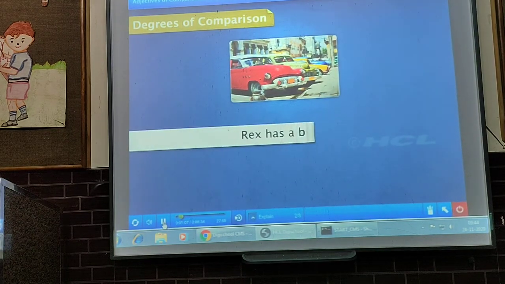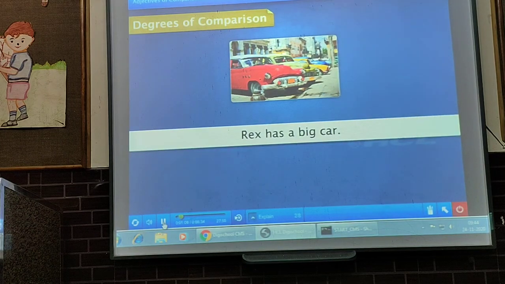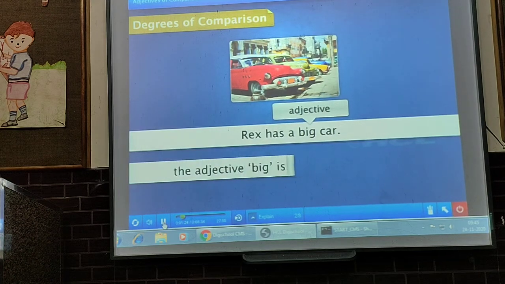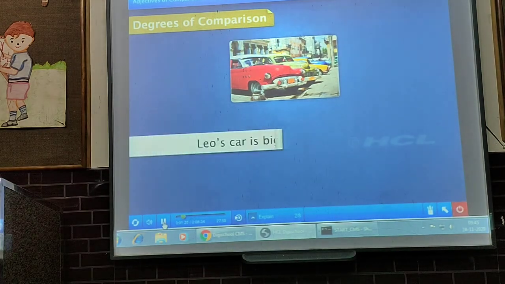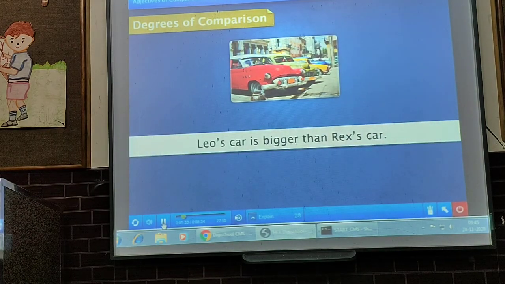Let's read the sentence about Rex again. Rex has a big car. In this sentence, the adjective big describes only one thing: the size of Rex's car. Here, Rex's car is not being compared with another car. So, the adjective big is in the positive degree. Now read the sentence about Rex and Leo's cars. Leo's car is bigger than Rex's car.